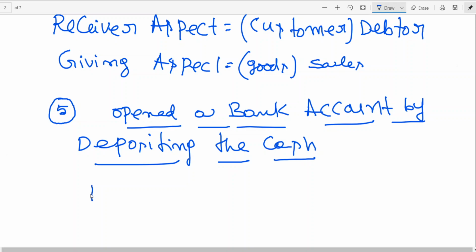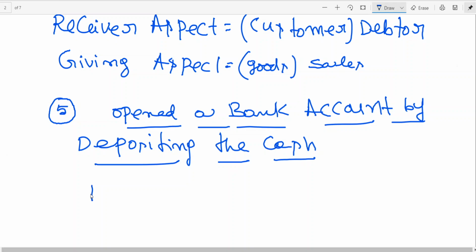If you want to open an account in the name of a business, you can open a current account. If CA Academy wants to open an account, they can open only a current account. If the director, sir, wants to open an account in his individual name, we can open a savings bank account. If I want to open an account, I have to open a savings bank account. I can't open a current account. Are you following? So this is what opening a bank account means. Which account? Current account, by depositing the cash.